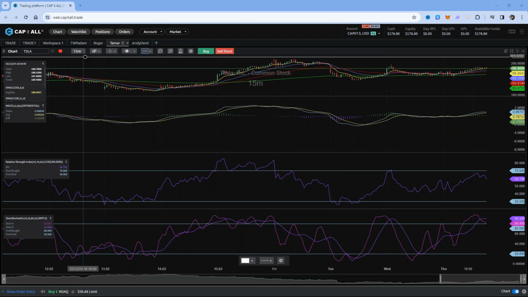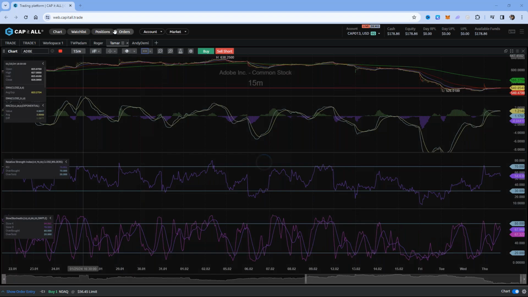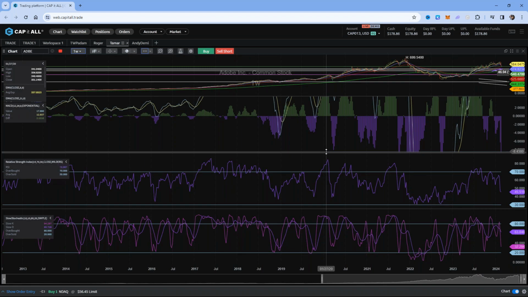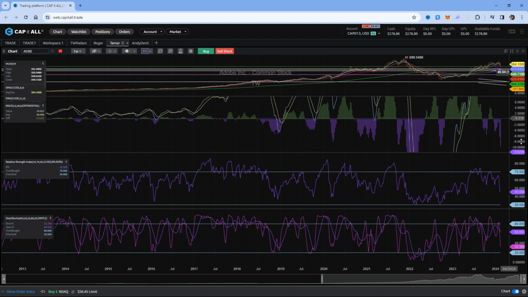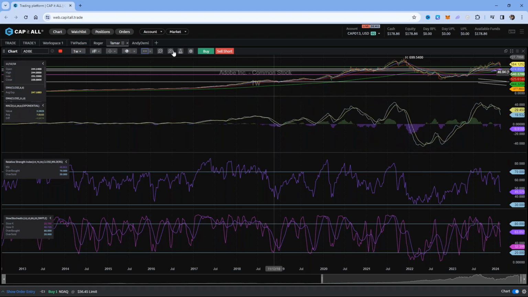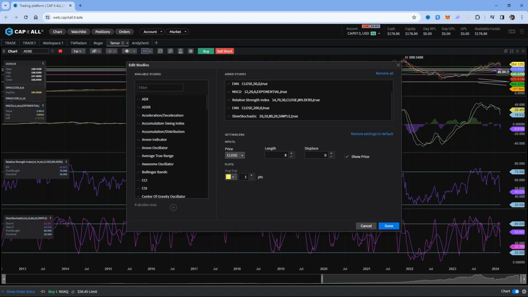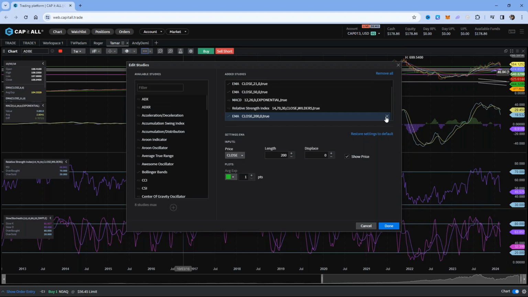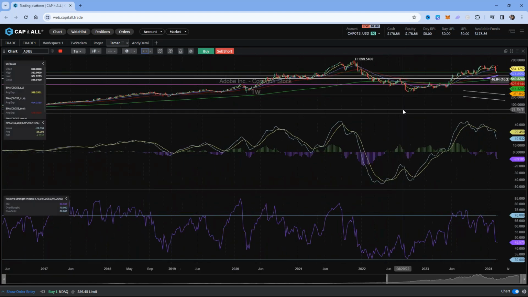Right, let's move on. Let's have a little look at Adobe. We'll just try and flick through some more, see where there's some opportunity. So I'm going to bring in the weekly. Now, I'm going to remove the stochastic because, out of all of them, it's probably our least favorite. I think we've got too many things on the charts, which makes it quite hard to see. So let's clean this up a little bit.